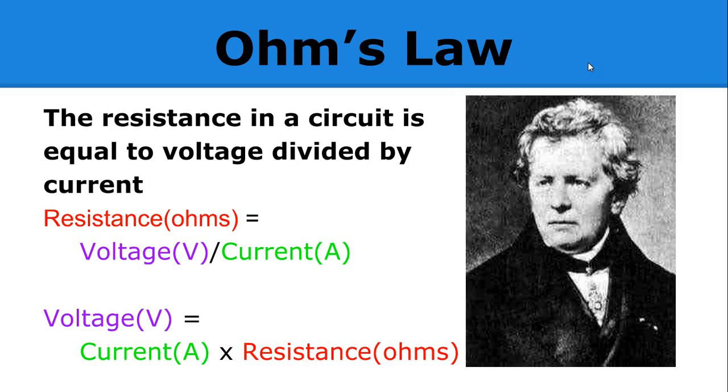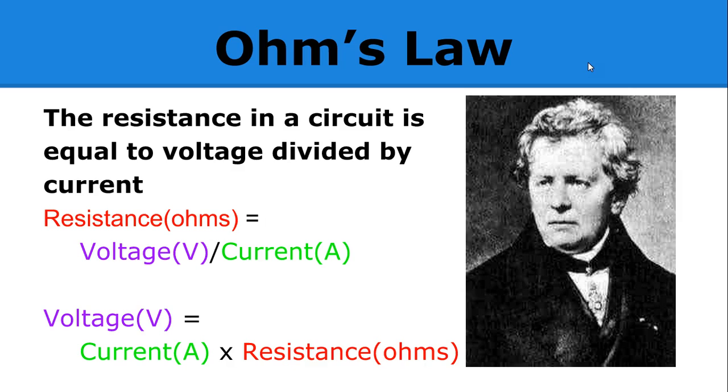This really handsome guy on the right here is George Ohm, and he did a lot of work with electric current, a lot of investigation, testing, and experimentation, and he came up with what we now call Ohm's law. Remember, the unit of measurement for resistance is ohms, because it's named after him. He found that the resistance in a circuit is equal to voltage divided by current. So here's the formula: resistance equals voltage divided by current.